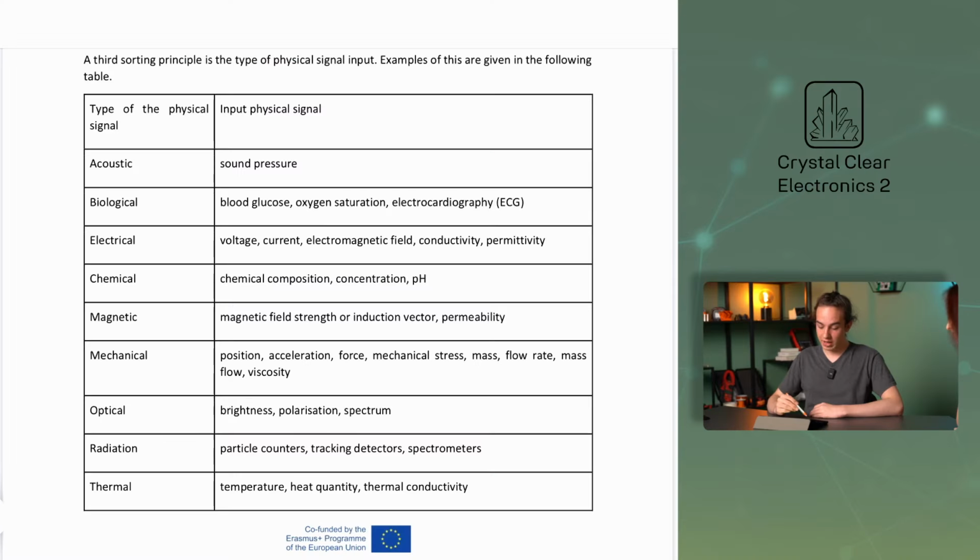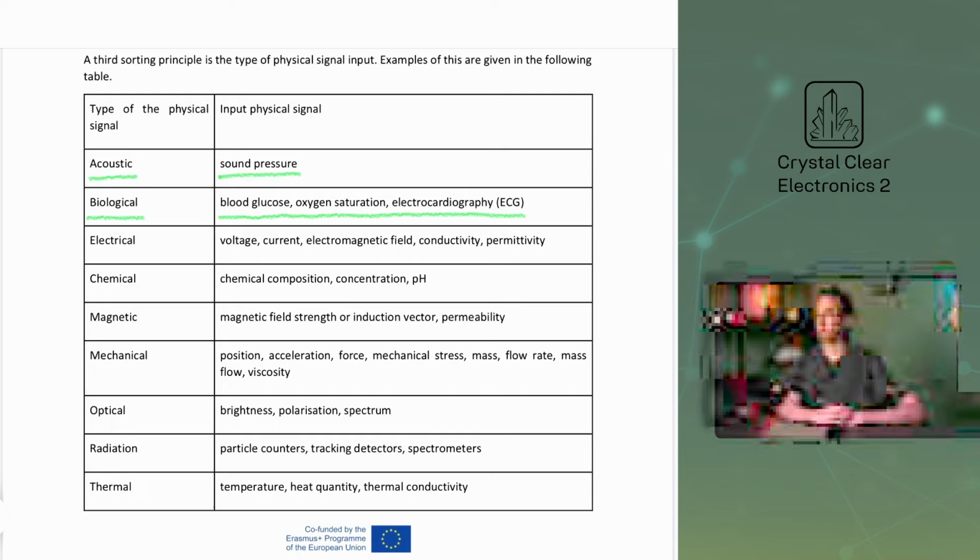A third sorting principle is the type of physical signal input. Examples of this are given in the following table. Physical signals can be divided into several broad categories, and within each of these categories, there can be several or even just one type of physical signal. When measuring, for example, an acoustic signal, the input is almost always sound pressure, but biological signals include blood glucose, oxygen saturation, and many others. I'm not going to read the whole table now. If you're interested, you can stop the video to study these categories.